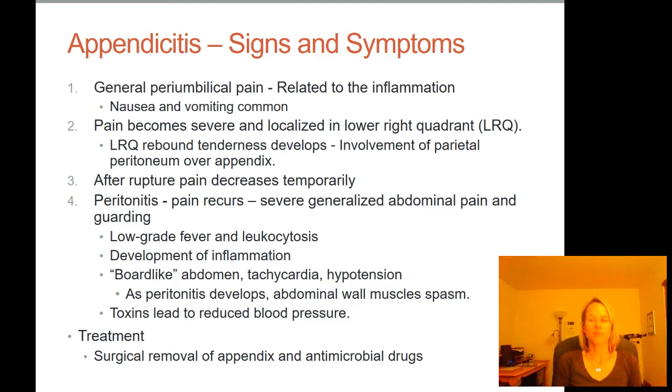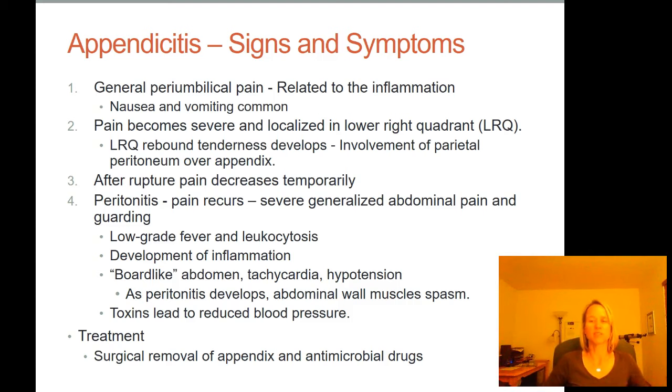After rupture, the pain can decrease temporarily. So if you think you have a really swollen appendix, it's very uncomfortable. But if it ruptures, that relieves some of that pressure and the pain temporarily decreases. But all that bacteria gets strewn into the peritoneal cavity, and this results in peritonitis. And with peritonitis, then we get severe pain that reoccurs.